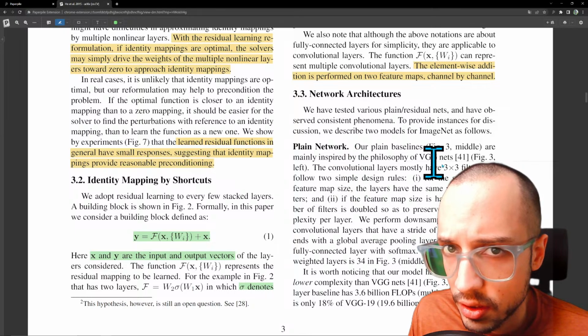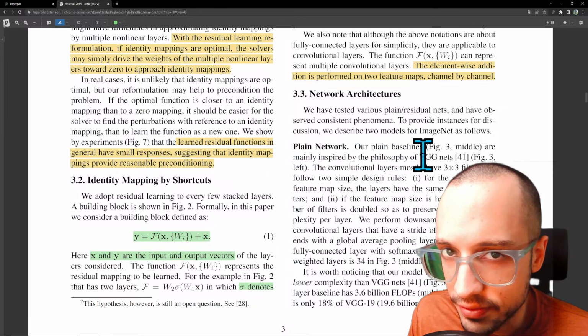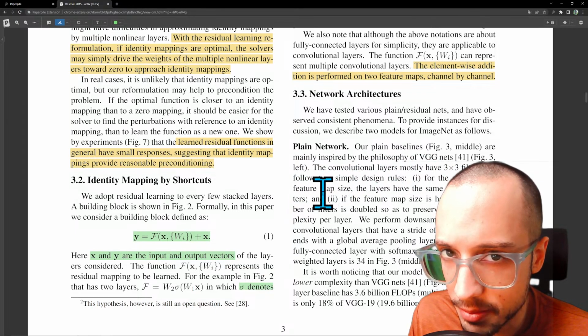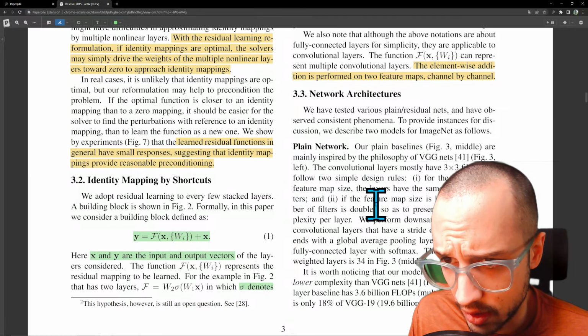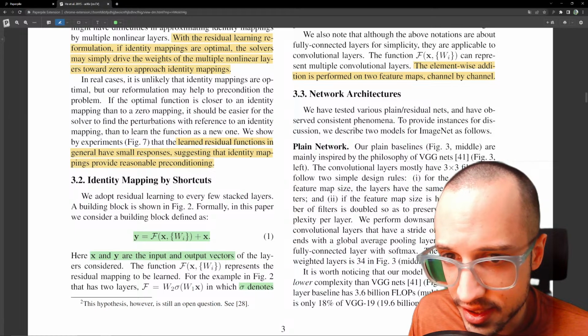Plain baselines are mainly inspired by the philosophy of VGG nets. The convolutional layers mostly have 3x3 filters and follow two simple design rules. For the same output feature map size, the layers have the same number of filters. And if the feature map size is halved, the number of filters is doubled so as to preserve the time complexity per layer.